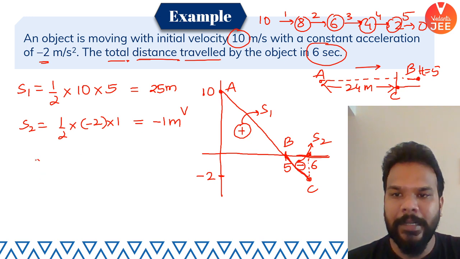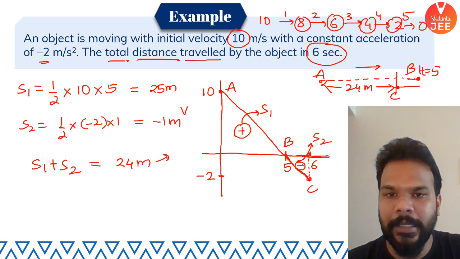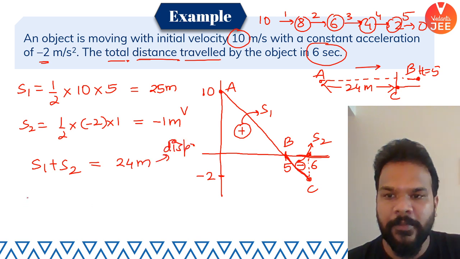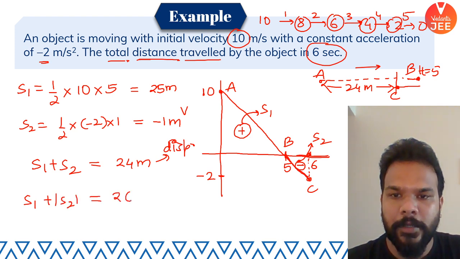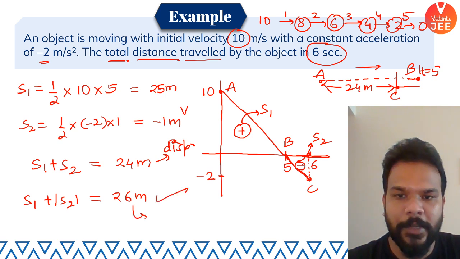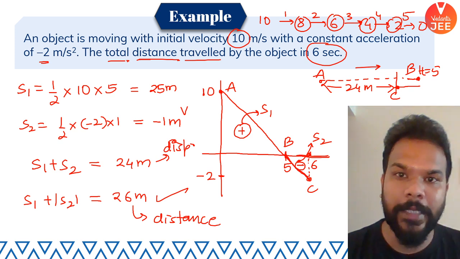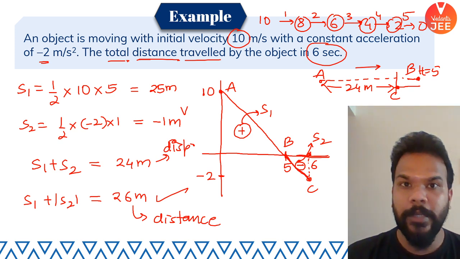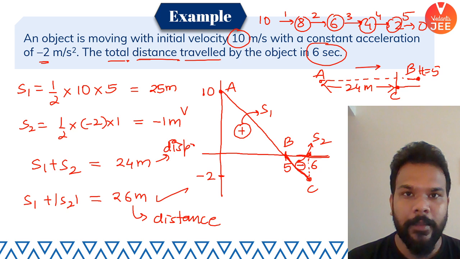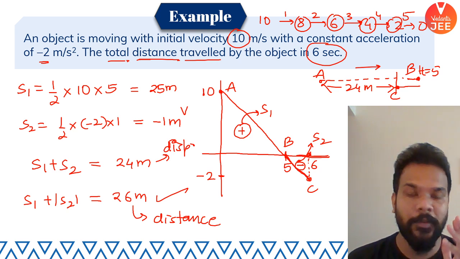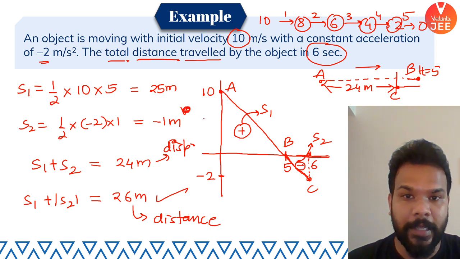So if you just add it right away, S1 plus S2, what you will get is 24 meters, which is basically displacement. But if you take S1 and modulus of S2, what you are going to get is 26 meter, which is your answer, because that is basically the distance covered by the body in 6 seconds. Okay guys, I hope the whole idea is clear now: when to use the graph, how to use the graph. In a single question I've given you the idea of everything here. Whenever you are asked to find the value of distance, be extra careful, draw the velocity-time graph. You will never make a mistake in that.